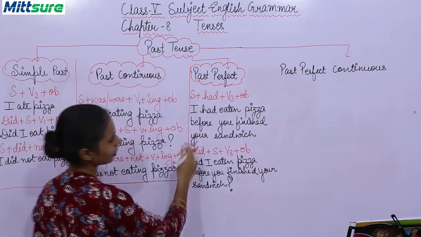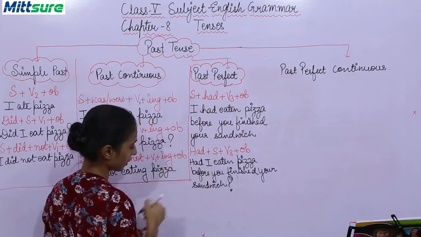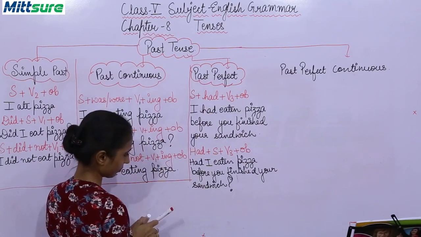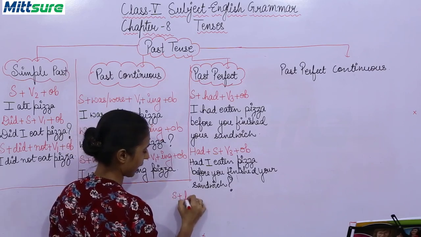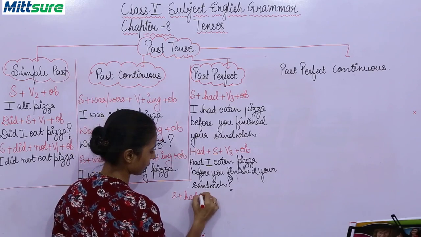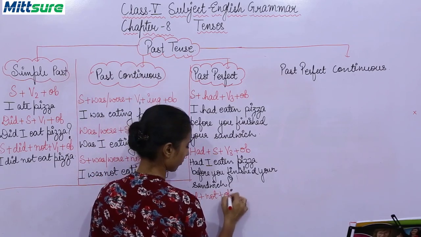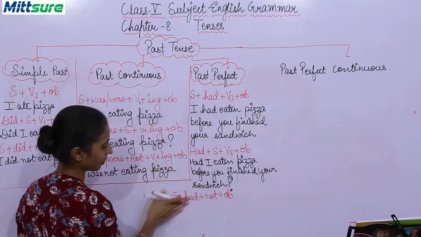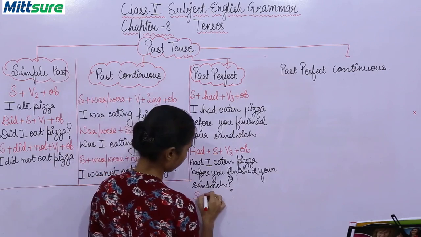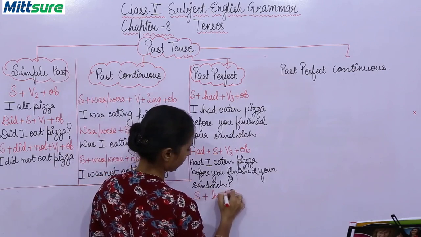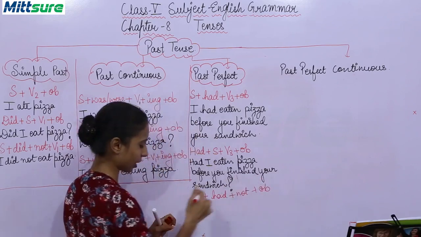Negative form will be just add a not. All right. Subject plus had plus not plus object. We are going to take the same example, subject plus had plus not plus object.